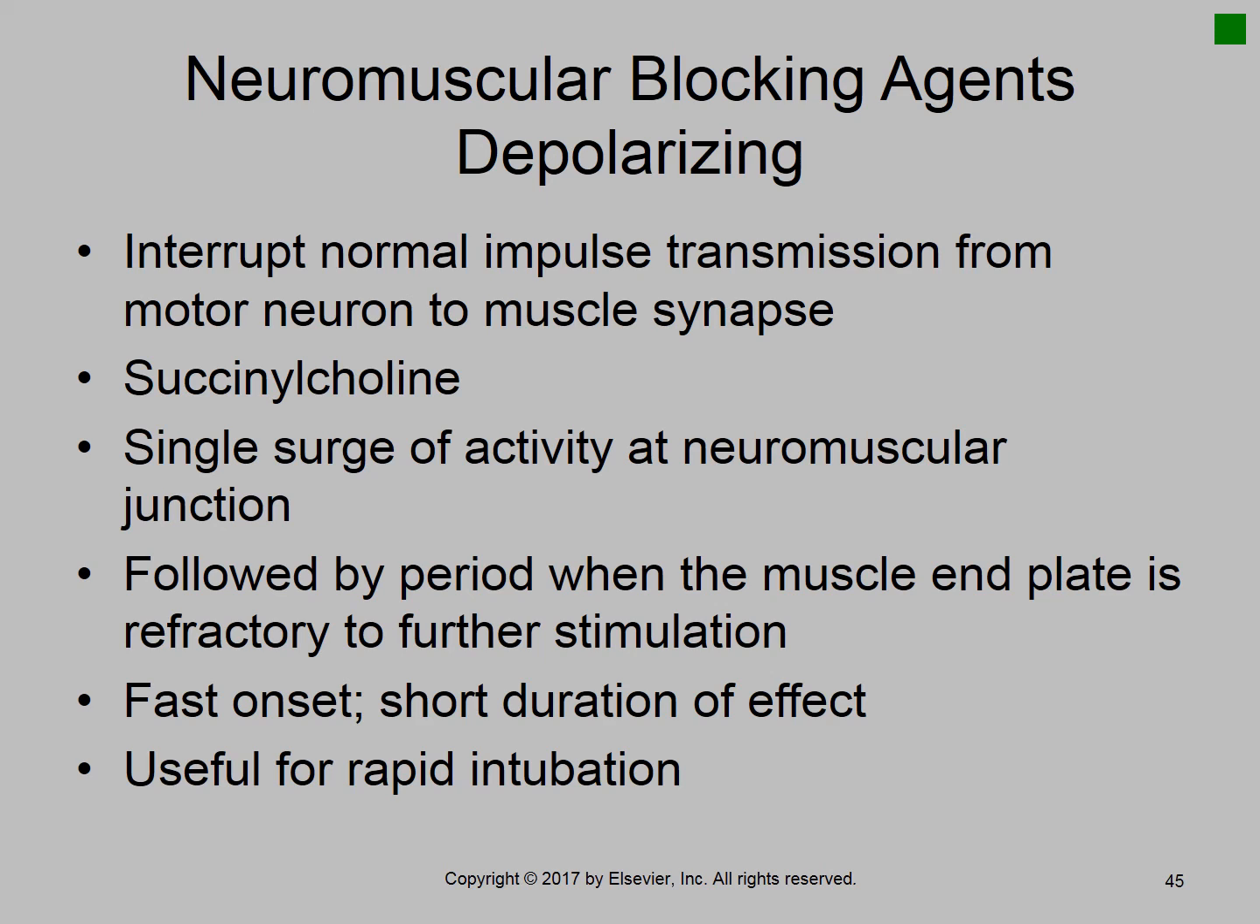There are two types: depolarizing and non-depolarizing. Depolarizing agents interrupt normal impulse transmission from the motor neuron to the muscle synapse. The one classical example of that is succinylcholine. There's a single surge of activity at the neuromuscular junction. It's followed by a period when the muscle end plate is refractory to further stimulation.